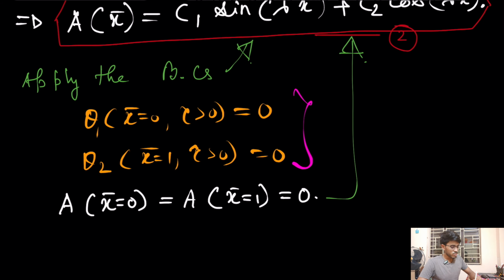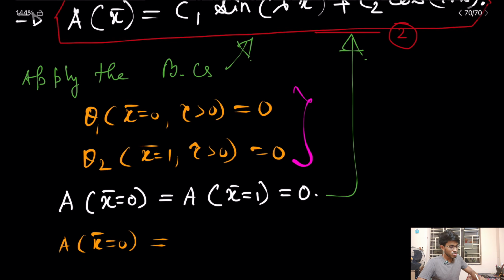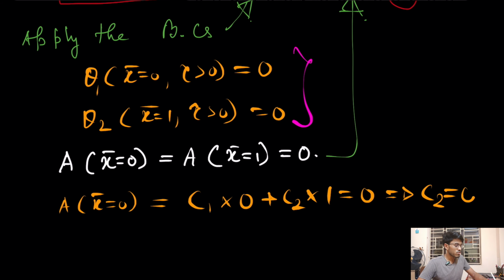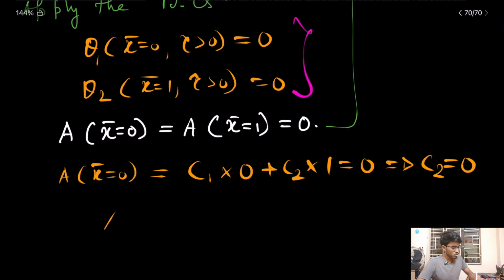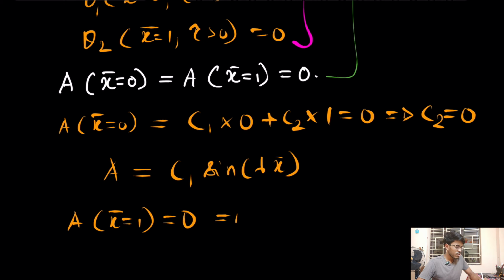If I put the first one, a of x bar equal to 0 is equal to c1 into 0 plus c2 into 1 is equal to 0. That means my c2 is equal to 0, right? So that means my A is equal to C1 sine of lambda x bar only. Now I am applying the second one, that is x bar equal to 1 is also equal to 0. That means my C1 sine of lambda is equal to 0.